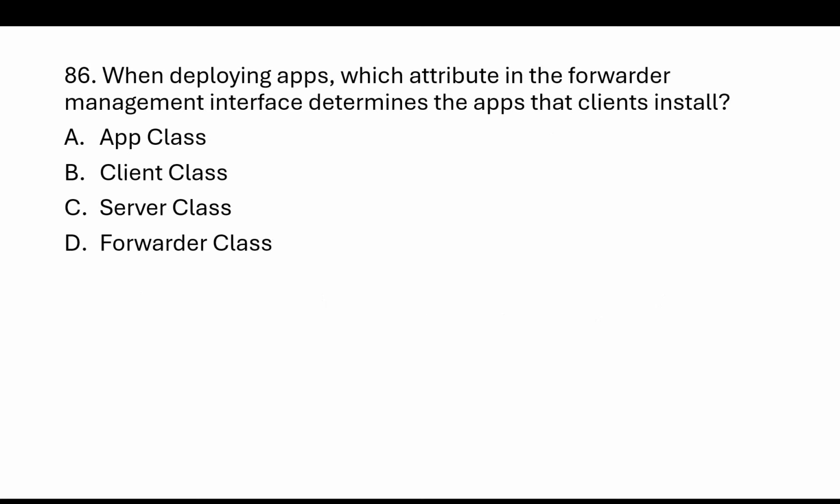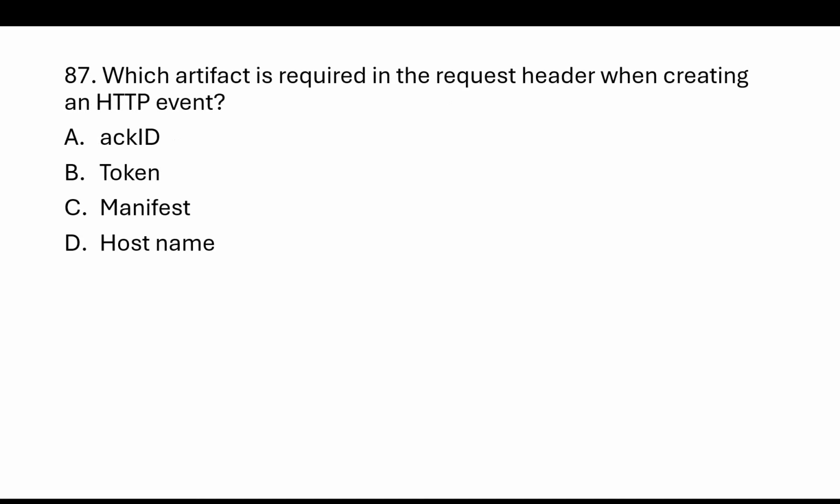Question number 86, when deploying apps, which attribute in the forwarder management interface determines the apps that clients install? Option A, app class; option B, client class; option C, server class; option D, forwarder class, and the answer is server class.